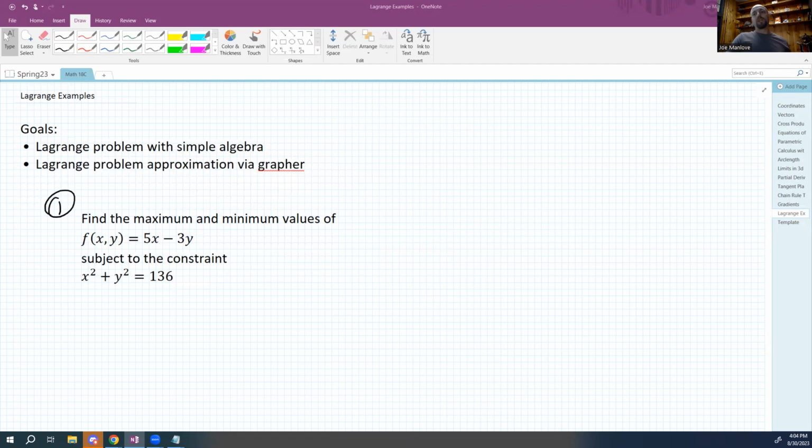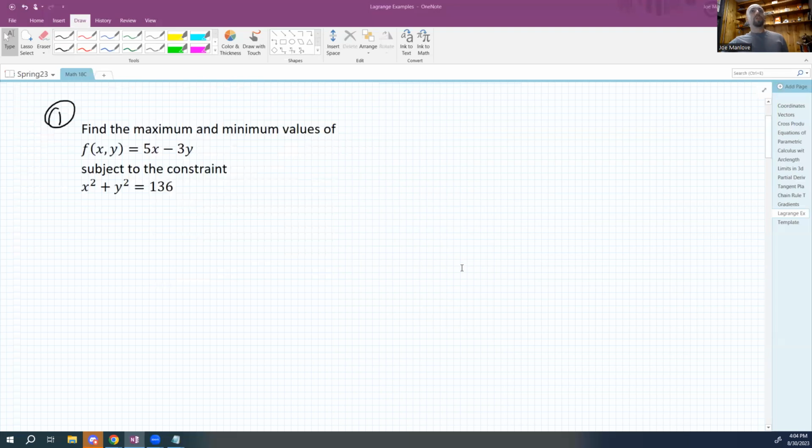So first things first, I want to try to find maximum and minimum values of f of x, y is 5x minus 3y, subject to a constraint of x squared plus y squared is 136. You might recognize this as maximizing a plane subject to the constraint that is a circle.